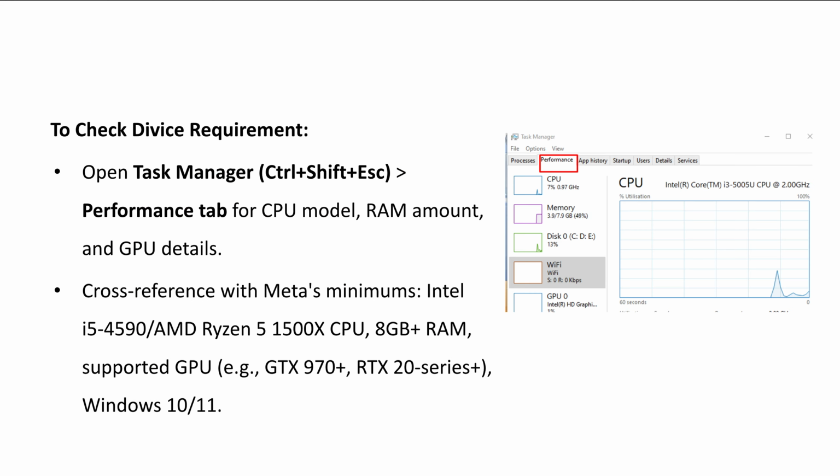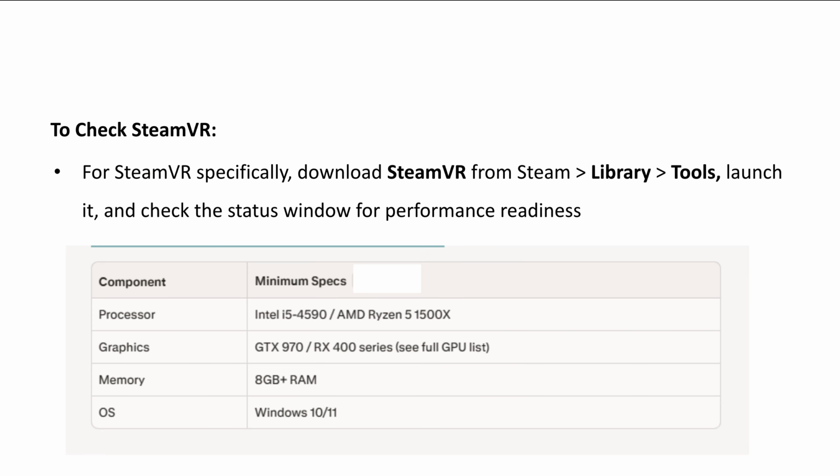Also, to check device requirements, open Task Manager with Control Shift plus Escape. In the Performance tab, see the CPU model, RAM amount, and GPU details. Cross reference with Meta's minimum: Intel i5 4590 or AMD Ryzen 5 1500X CPU, 8 GB RAM, a supported GPU, for example GTX 970 or RTX 20 series, on Windows 10 or 11. To check SteamVR, download SteamVR from Steam, go to Library, then Tools, launch it and check the status window for performance readiness.